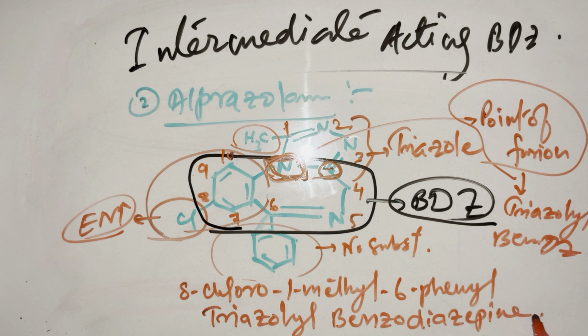Then will the 2-one be there, yes or no? Will the 2-one be there or not? No, there will be no 2-one. Why? Because the C double bond O is not there. So the 2-one will not be there. You have to remember that.